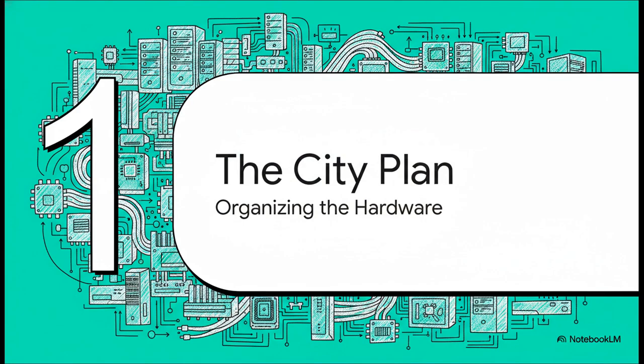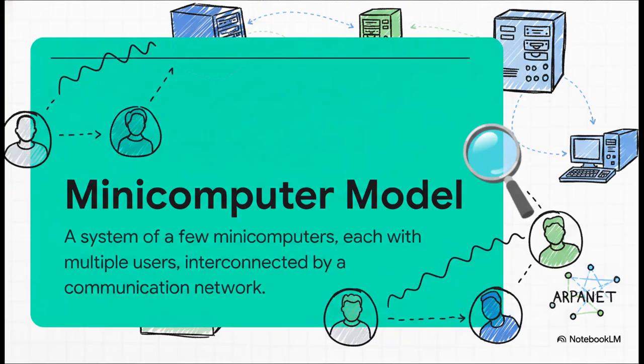First up, the city plan. So this is our highest level view, our 30,000-foot view. We're looking at how we arrange the actual hardware, the computers themselves, to work together in a distributed system. Let's start with an early blueprint, the mini-computer model. This was really just an extension of the classic centralized mainframe systems.